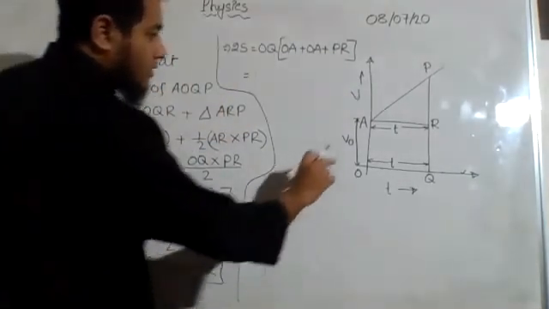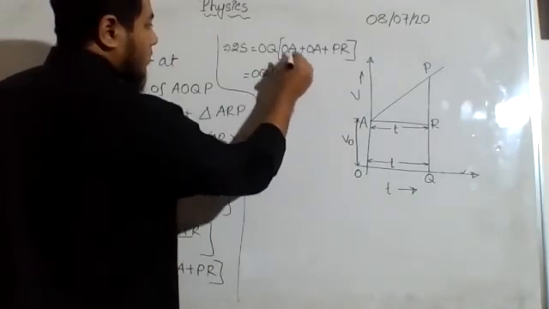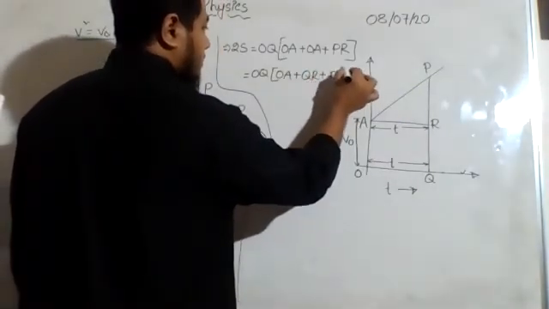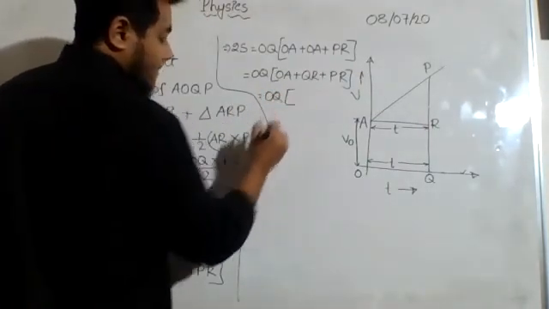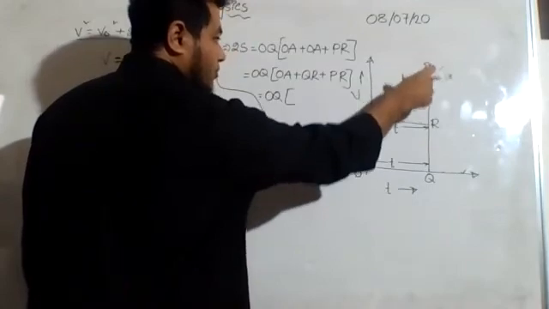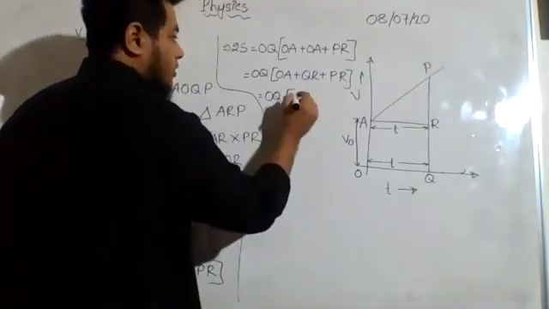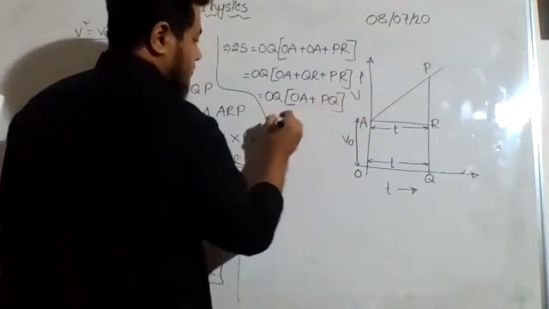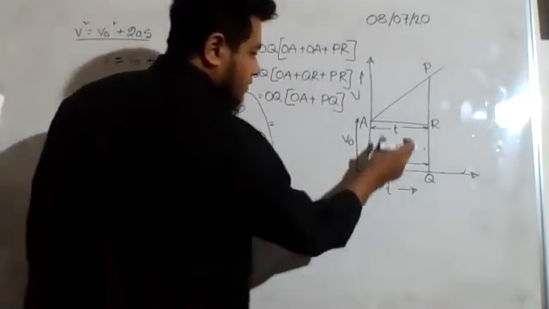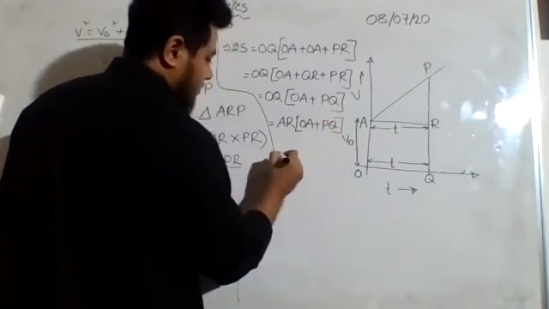OA can be written as QR. Yes, OA can be written as QR also. So OQ, one OA will be OA, the next OA will be written as QR. OA and QR are equal to each other. Now QR plus PR becomes PQ, right? QR is this part, PR is this part, so it becomes the total perpendicular. So I can write OA plus PQ. This OQ is equal to AR, so I can write AR into (OA plus PQ). This can be done.